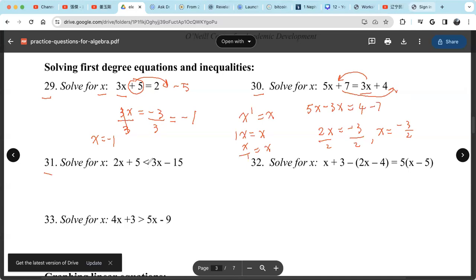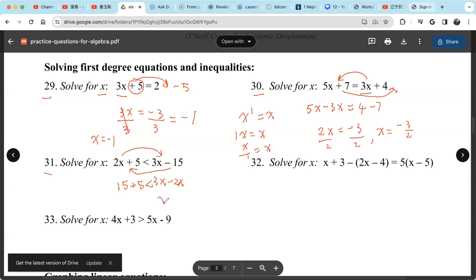Now let's see 31. Inequalities. So this sign is read as less than. 2x plus 5 less than 3x minus 15. But when we solve, we do the exact same thing as the equation. Maybe we want to move 2x to the other side, right? So we have 3x minus 2x. At the same time, we want to move negative 15 to the other side. Negative becomes positive. So 15 plus 5. We're keeping this less than sign.